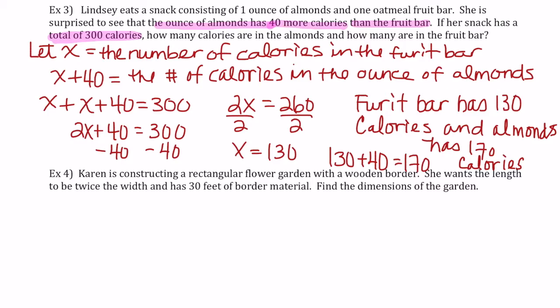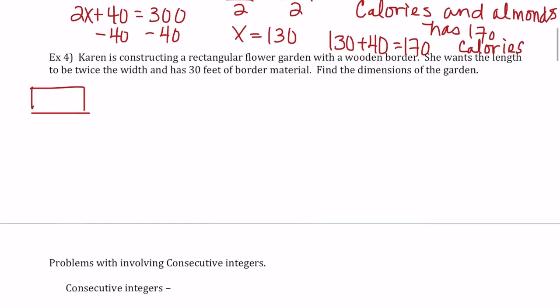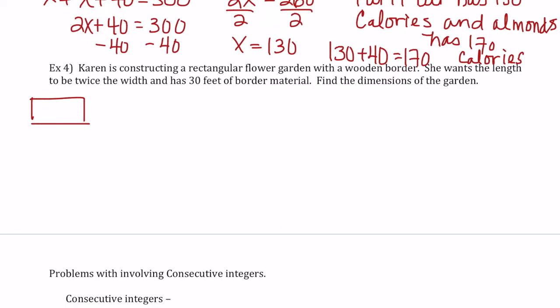Number 4. Karen is constructing a rectangular wall. So in this case, we're going to draw a rectangle shape. Okay, and then it says with a wooden border. Now border, that means all the way around the red pen mark. That's the border because that's all the way around. She wants the length to be twice the width. Length is to be twice the width.